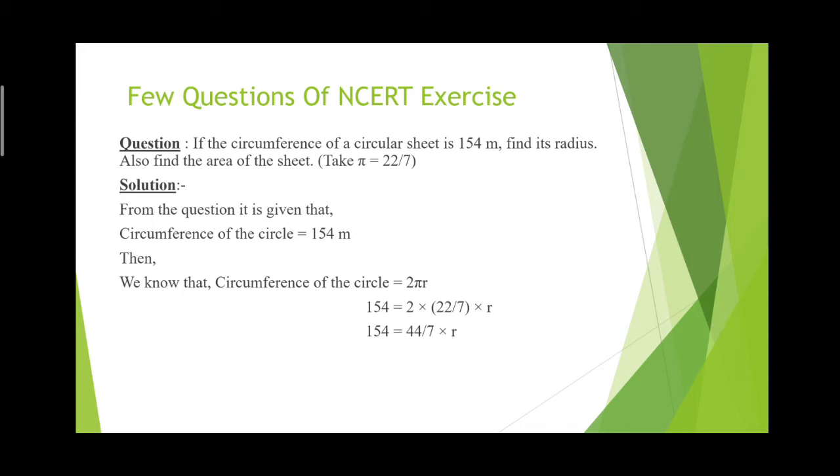And we have to find the radius. Therefore, 154 is equal to 44/7 into r. Therefore, r is equal to 154 into 7 divided by 44. Therefore, r is equal to 14 into 7 divided by 4. Finally, r is equal to 7 into 7 divided by 2, which is equal to 49/2. So finally, we got r is equal to 24.5 meters.